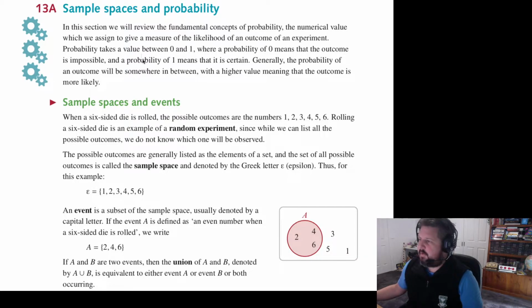Obviously, we need to remember that if we're talking about probability, we're looking for values between 0 and 1. 0 meaning it's impossible, and 1 meaning it's definitely going to happen, it's certain.